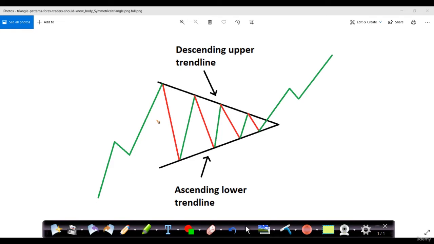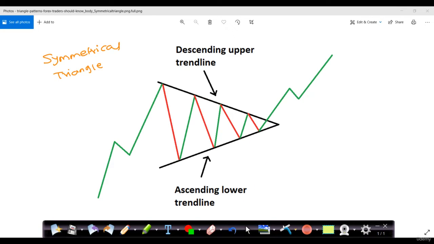In this video, we are discussing the most common pattern which we see in day-to-day trading: the symmetrical triangle pattern. This symmetrical triangle pattern is confusing for beginners. Why? Because at the beginning stages we don't know where the market is moving and where it will give the breakout.